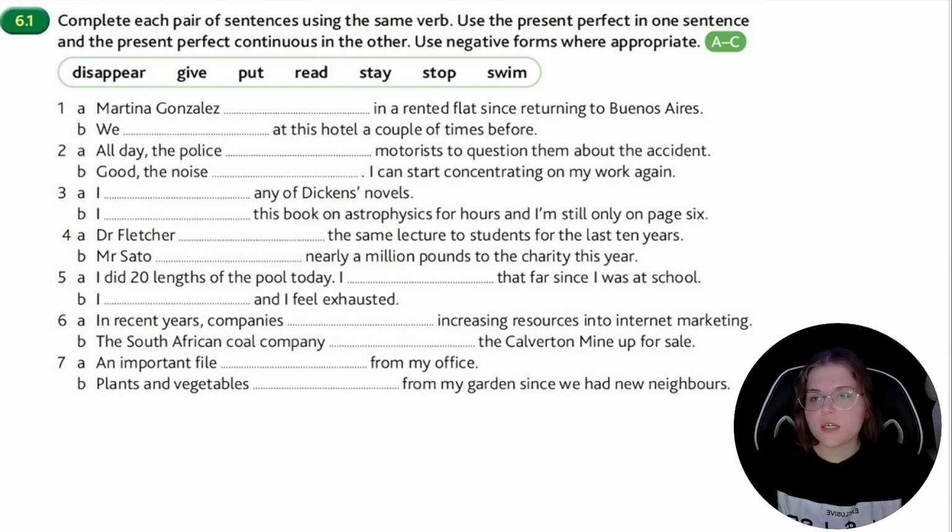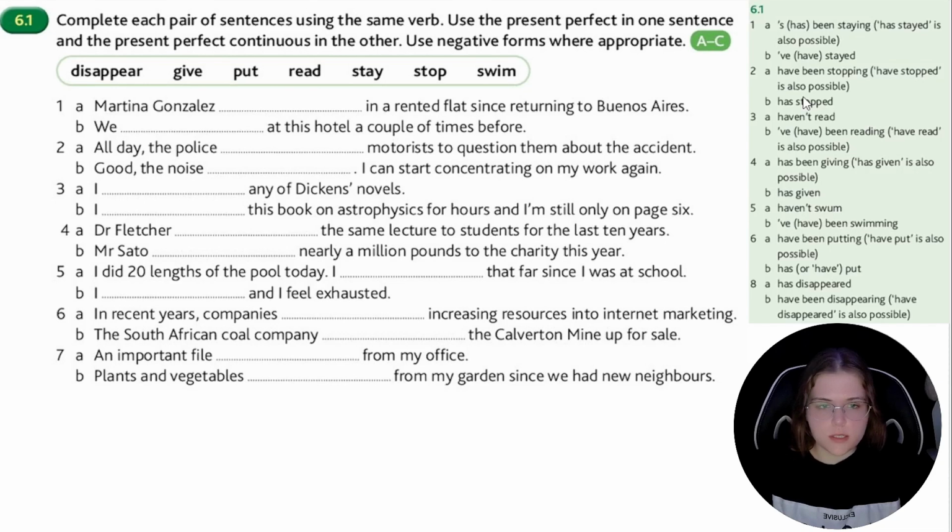Next. The first exercise, complete each pair of sentences using the same verb. Use the present perfect in one sentence and the present perfect continuous in the other. Use negative forms where appropriate. I think you have had enough time to do it only by yourself, and now we can discuss this exercise together.